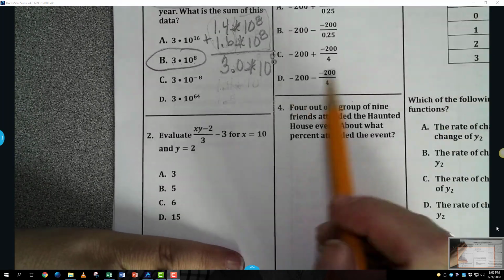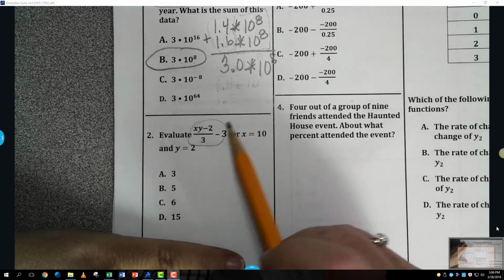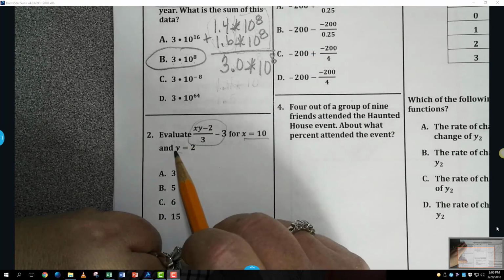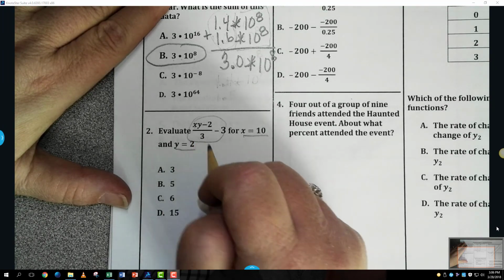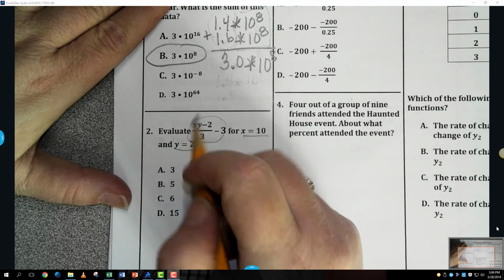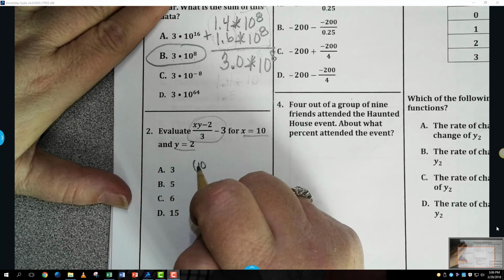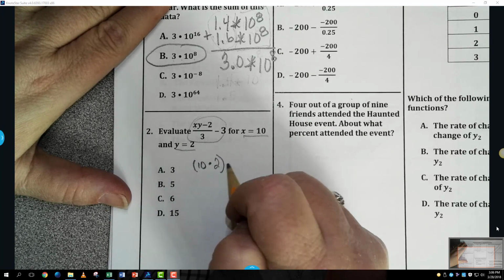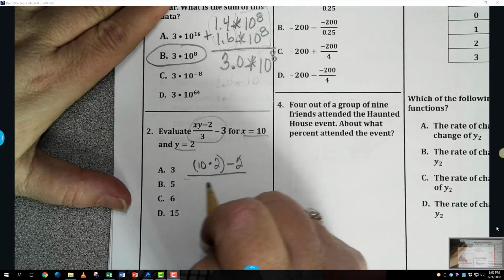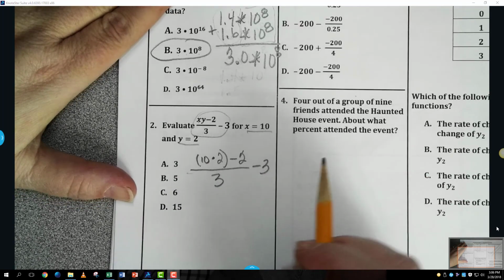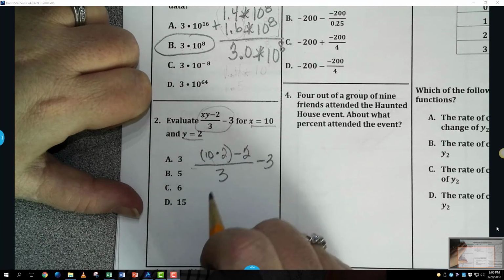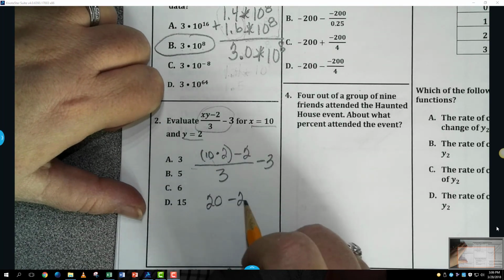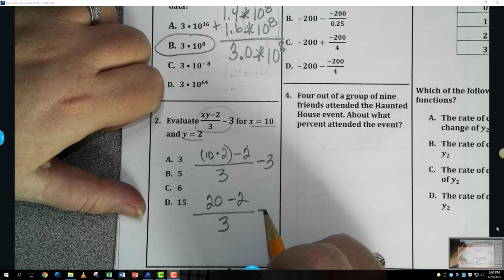Number 2, evaluate this expression based on x equals 10 and y equals 2. So that just means substitute the numbers in. This means x times y, so that's going to be 10 times 2 minus 2, all divided by 3, minus 3. So using order of operations, I do what's inside the parentheses first. So I'm going to get 20 minus 2 divided by 3 minus 3.